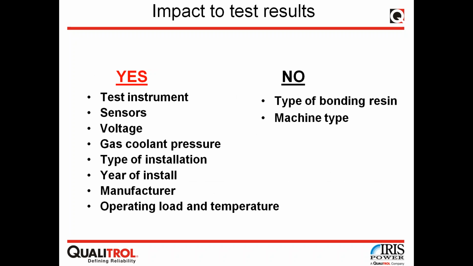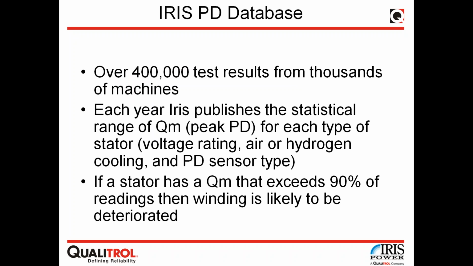A couple of things can impact the test results, and some of them are listed here. Type of the instrument, type of the sensor, voltage of the machine. If it is not an air-cooled machine, then gas, coolant, pressure. What kind of installation, how old is the machine, who made it, and operational parameters. What we also realize is that the system that we use is producing comparable results from motors and generators. So machine type, meaning whether it is a motor or a generator, does not influence the result. And also the type of molding resin. I mentioned 3 of them: epoxy, polyester, and asphalt. They do not impact our statistical base distribution.